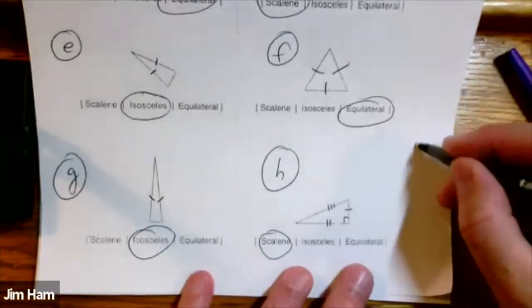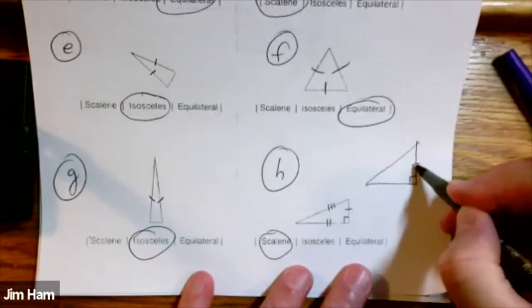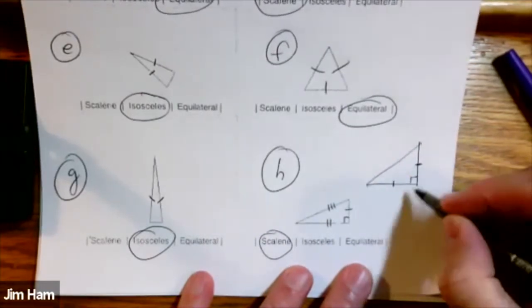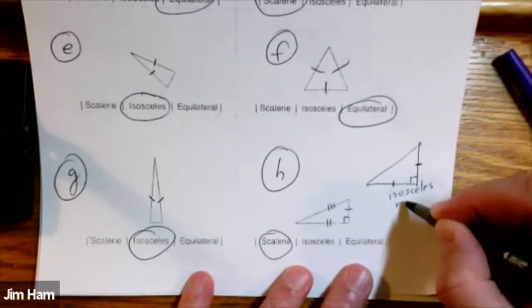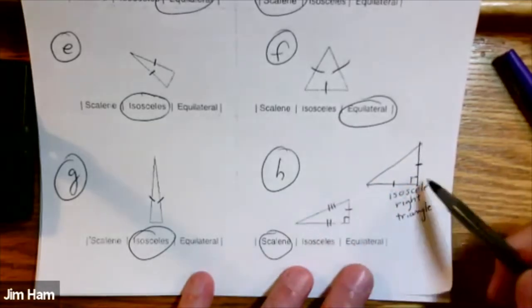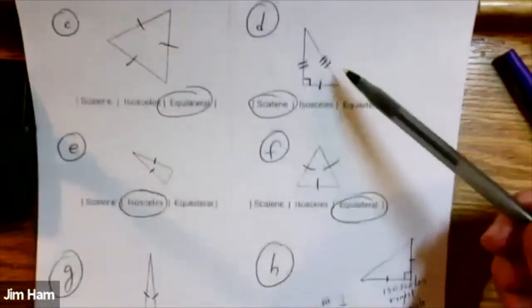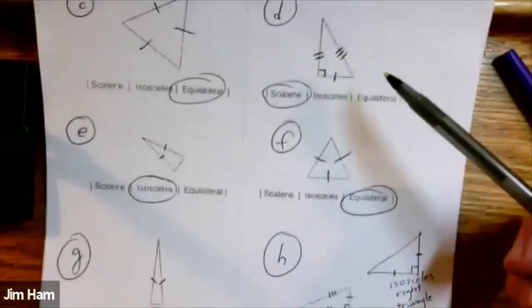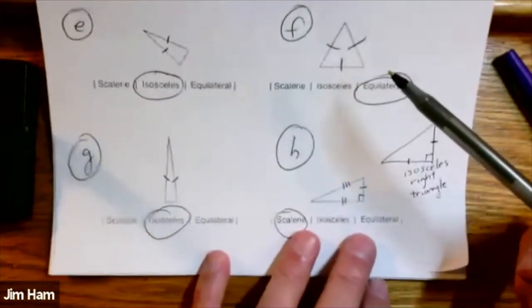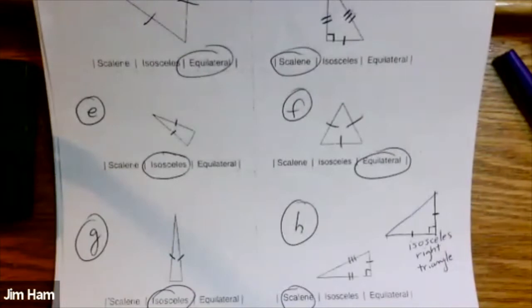Now we can have a right triangle where these sides are the same, and we would call this an isosceles right triangle. So a right triangle can be isosceles, or a right triangle can be scalene, but it cannot be equilateral, because if we have an equilateral triangle, then all 3 sides have to be the same, which means all 3 angles are the same, which means all 3 angles have to be 60 degrees. And the definition of a right triangle is that the biggest angle has to be 90.